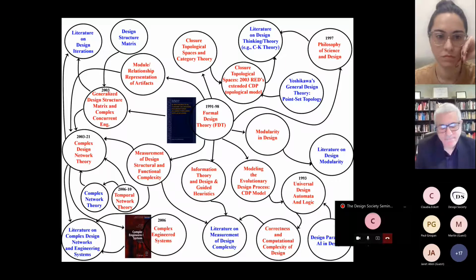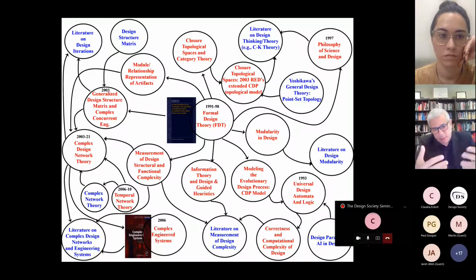I think that was the first time the term complex concurrent engineering was applied. And here I introduced a variety of principles influenced by complexity theory, including the iteration principle, concurrency principle, composition principle, and stability principle. A variety of principles that led down the road to my interest in complex design network theory.